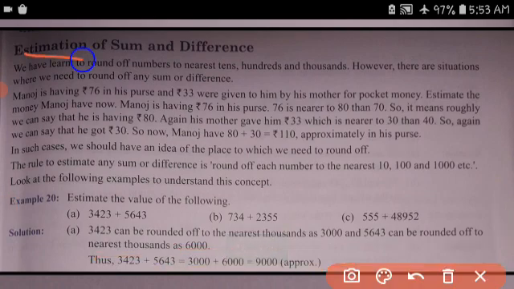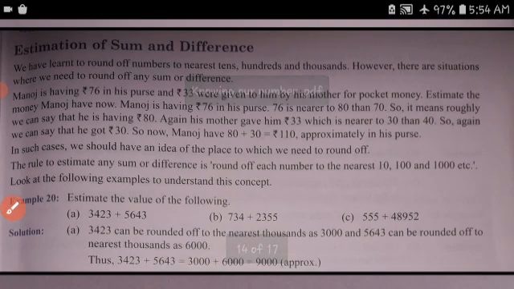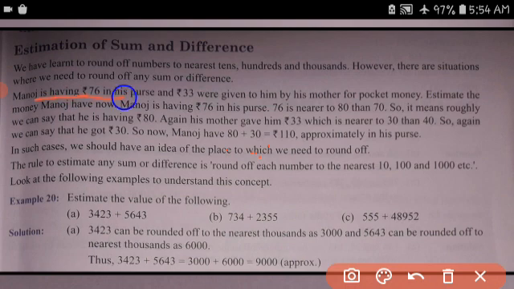Estimation of sum and difference. We have learned to round off the digits to the nearest tens, hundreds and thousands. However, there are situations where we need to round off the sum or difference. Manoj has 76 rupees in his purse and his mother gives him 33 rupees for pocket money.